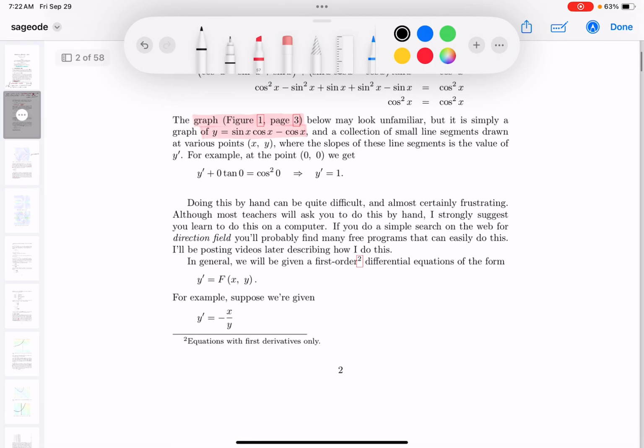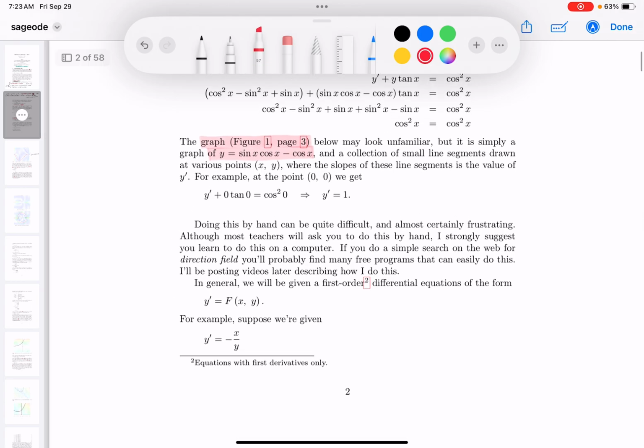I see a bunch of little dashed lines over here. And again, the collection of the dashed lines is going to be something to do with slopes of the tangent lines. Let's just keep reading. It says segments are on various points x, y, where the slopes of these line segments is the value of y prime. For example, let's just look at the for example, by the way.